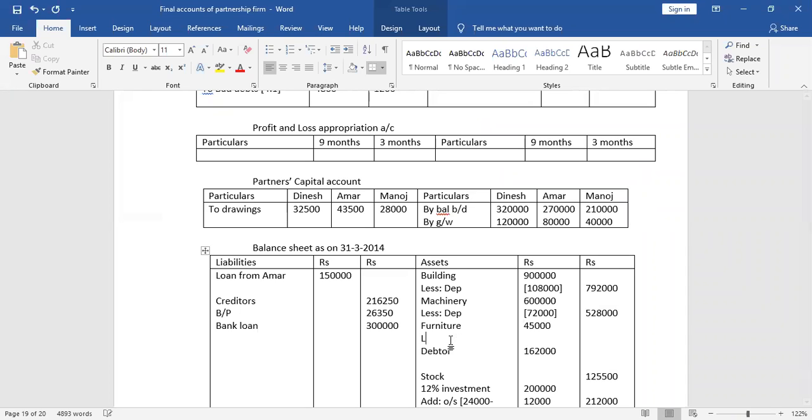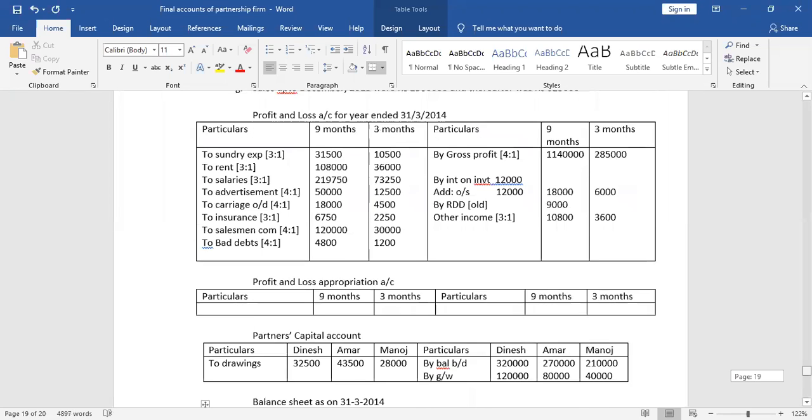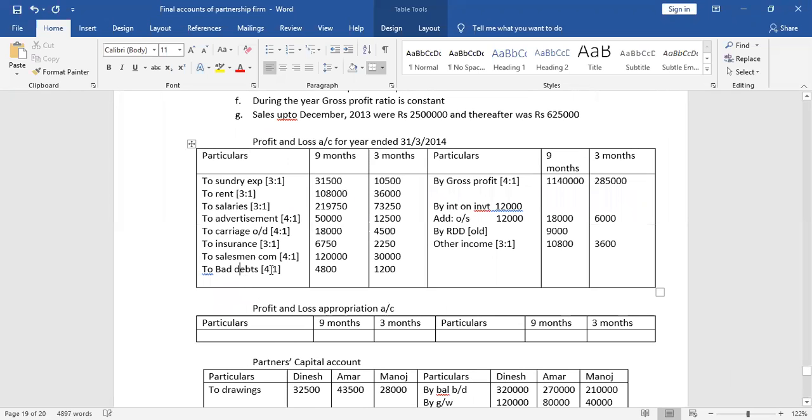So less depreciation at 12%. How much will this come? 5,400. So how much you will get? 39,600. So depreciation will come here in P&L account, and depreciation is charged according to time. 1 month, 2 month, it is charged according to time.